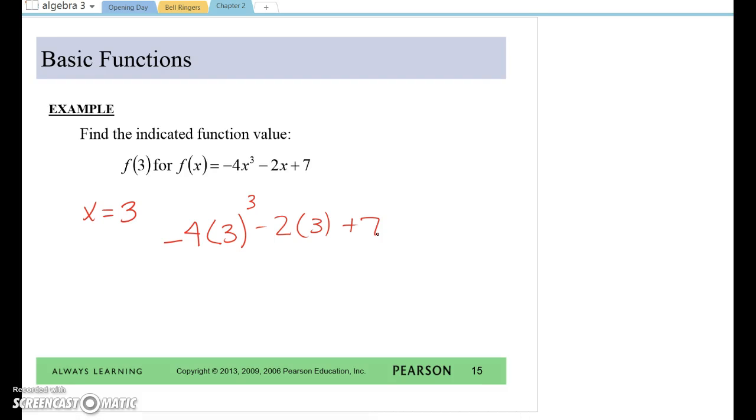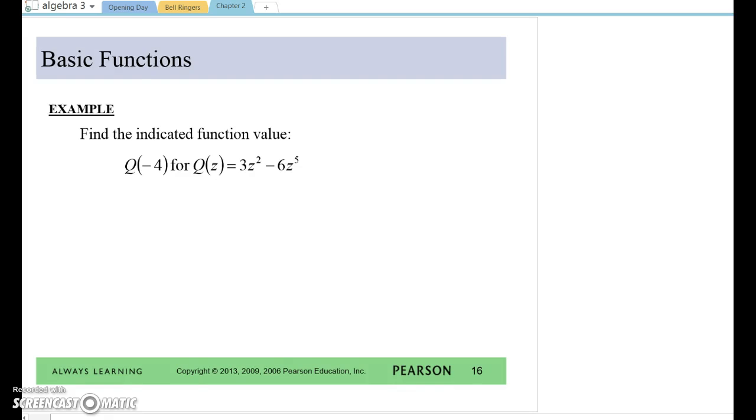Now we're going to use our calculators and get the final answer. And you can plug this straight into your calculator, just how you see it. I hope that you put parentheses around your variable that you were plugging in, which is your 3. And I got f of 3 equals negative 107.